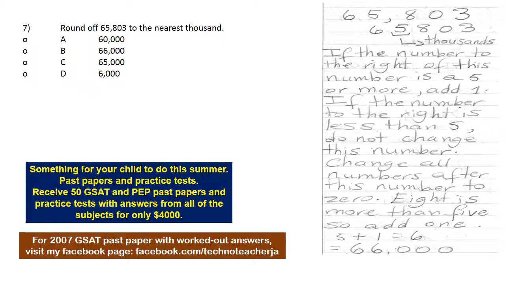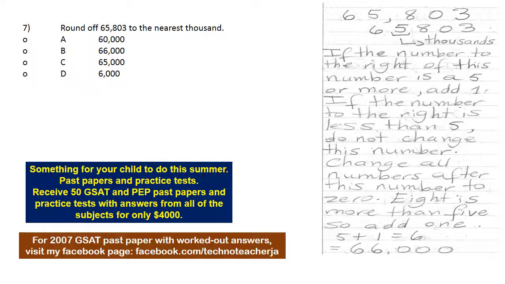And the choices are A, 60,000, B, 66,000, C, 65,000, D, 6,000.